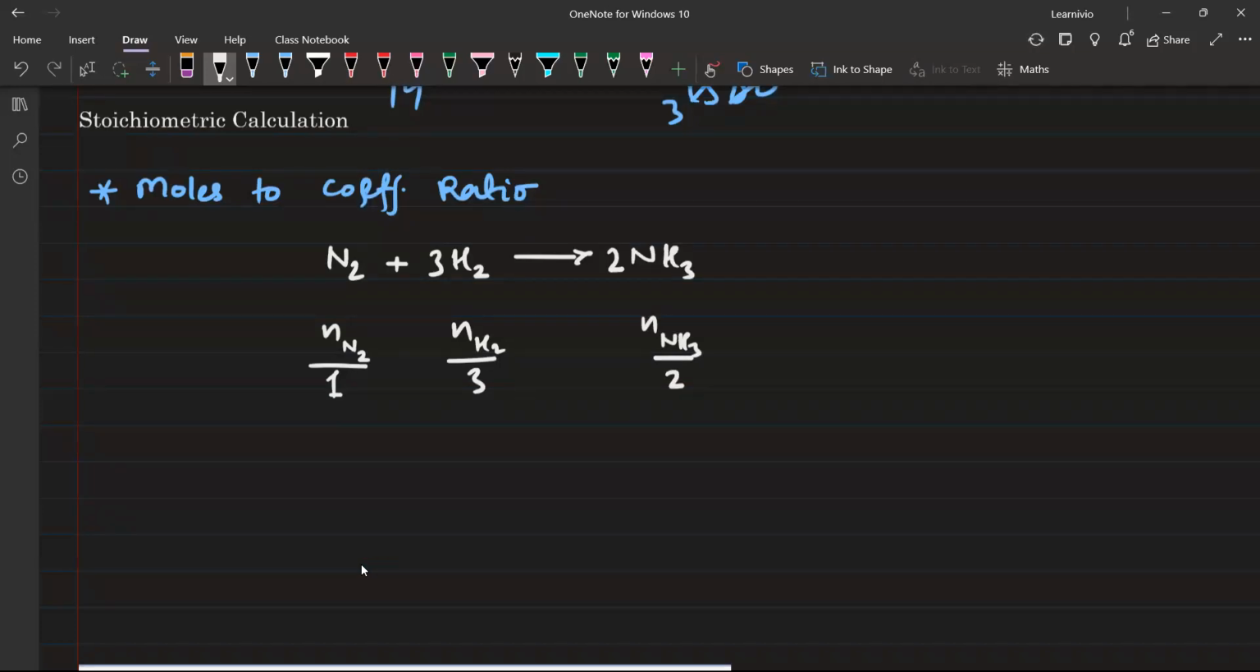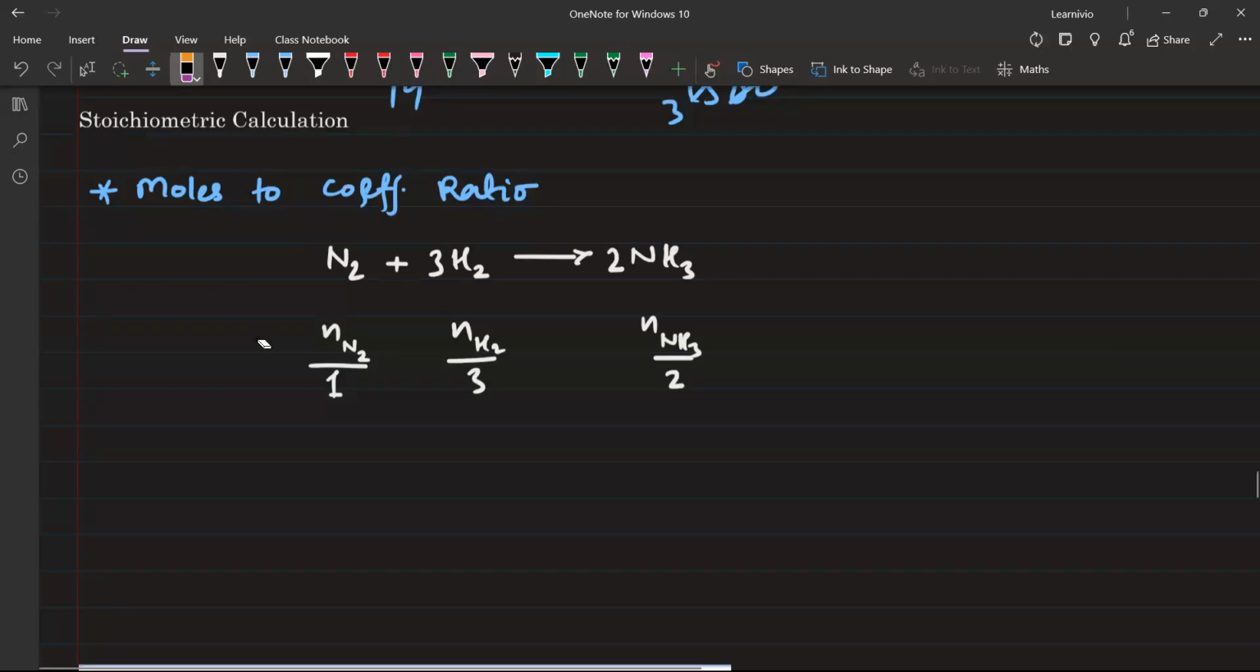Does this make sense? Yes or no? Please tell me. You will calculate the number of moles. Please remember that when we say the reaction, we also sometimes say that 1 mole of N2 reacts with 3 moles of H2 to give 2 moles of NH3. I don't mean those moles when I write the number of moles of N2. Those are stoichiometric coefficients.